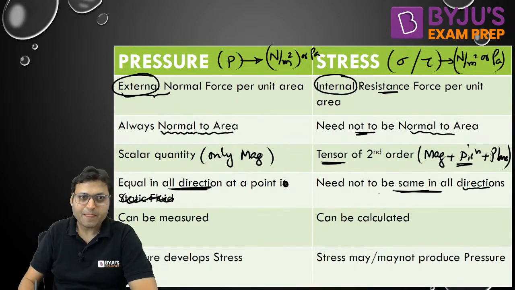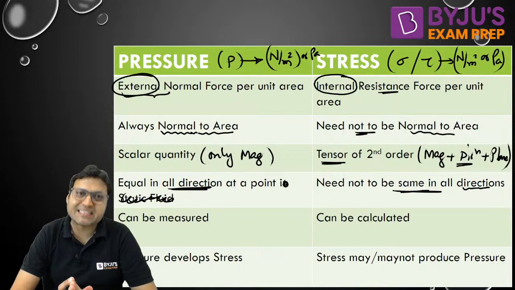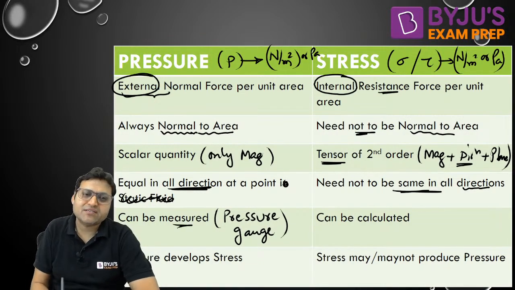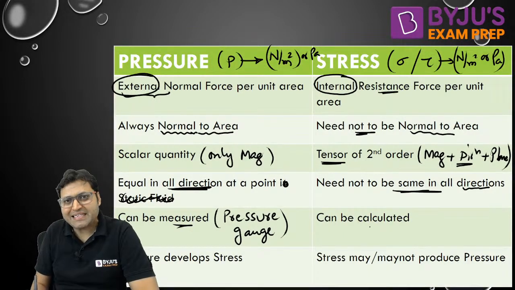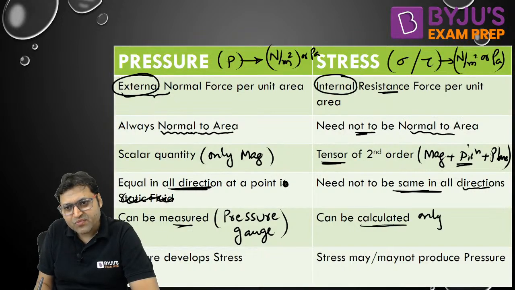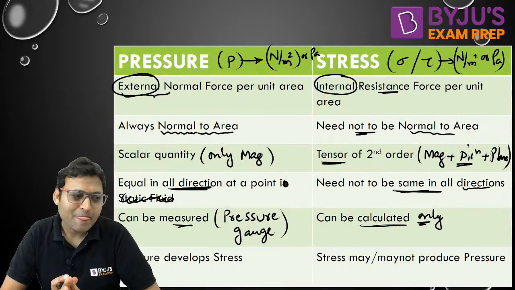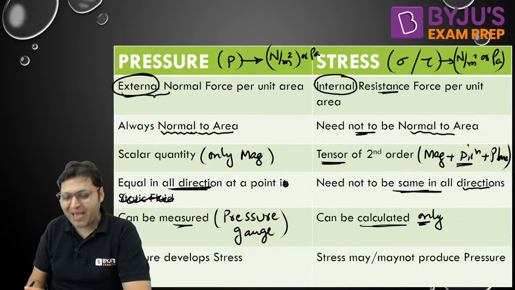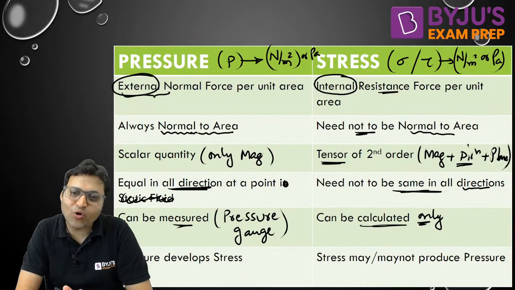Direction is important. And pressure, because it is an external force per unit area, it is an external quantity, so it can be measured using pressure gauges. There are instruments which measure the pressure at a point. We can have the pressure gauge to measure the pressures, and the stress can only be calculated. It cannot be measured because it is internal resistance. Internal things cannot be measured. They can only be calculated from the external parameters, using some formula. So stress can never be measured. It can only be calculated.